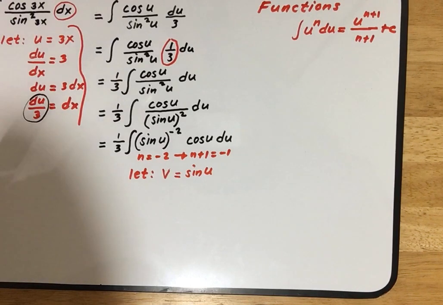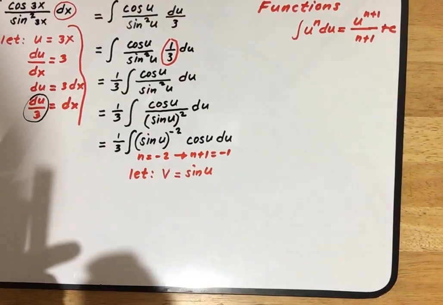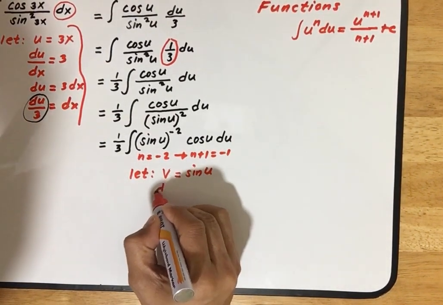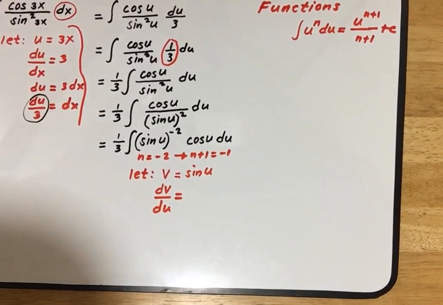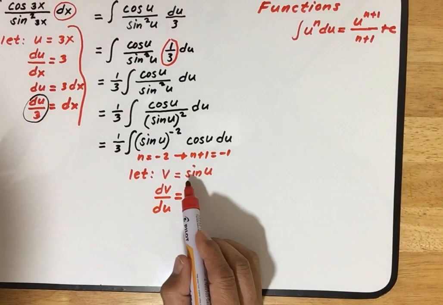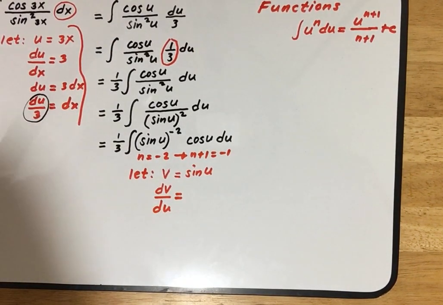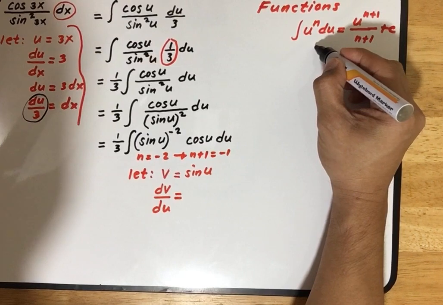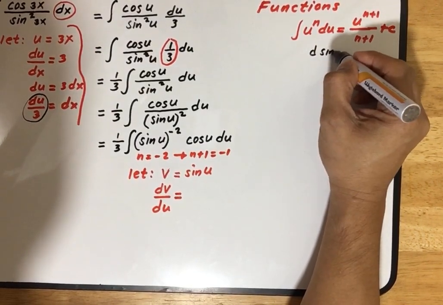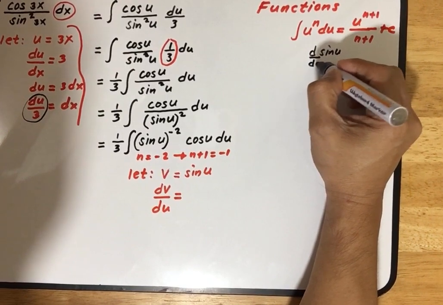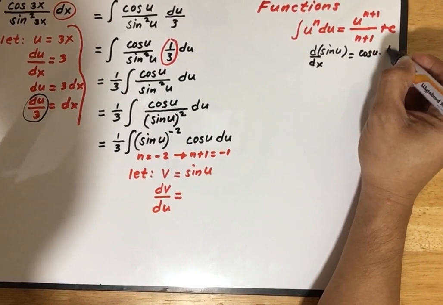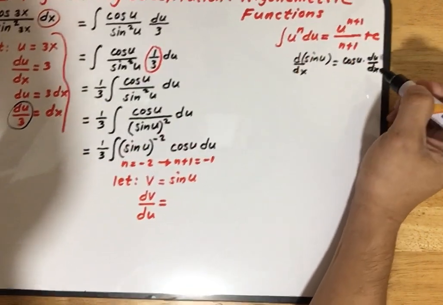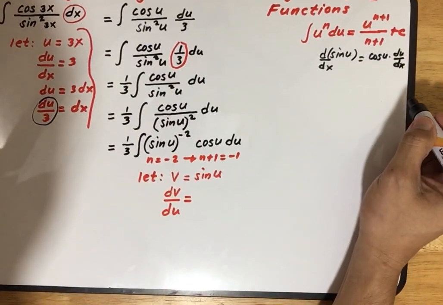Now, finding the derivative of v with respect to u. So we will use the formula of the derivative of sine. What is the derivative of sine? From our formula before, the derivative of sine u with respect to x is equal to cosine u times the derivative of u with respect to x. I hope you still remember that formula.